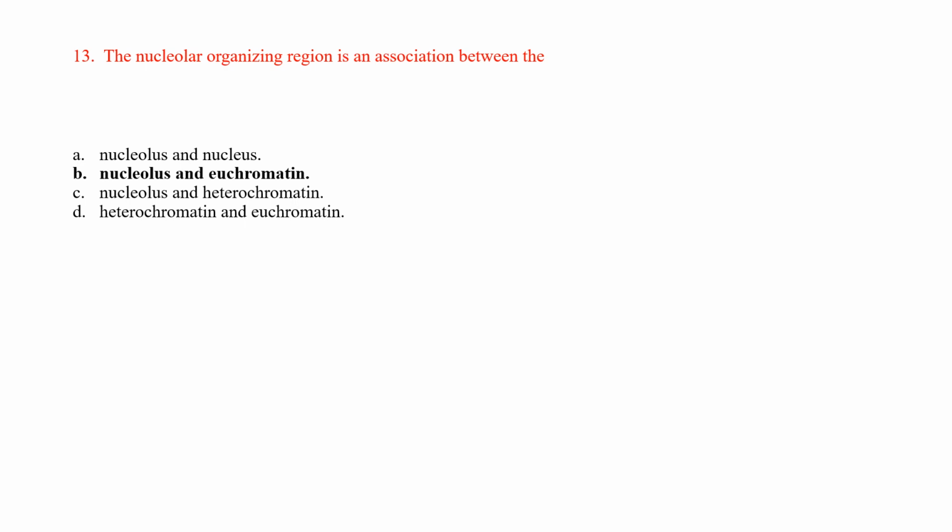Very simply, the nucleolar organizing regions contain the genes for the different sizes of the ribosomal RNAs, in this case the 5.8S, 18S, and the 28S. So these are going to be highly transcribed regions, which include the euchromatin, as well as the nucleolus. The other answer, nucleolus and nucleus, wouldn't make any sense. Heterochromatin is very inactively transcribed, so heterochromatin would not fit letter D either.